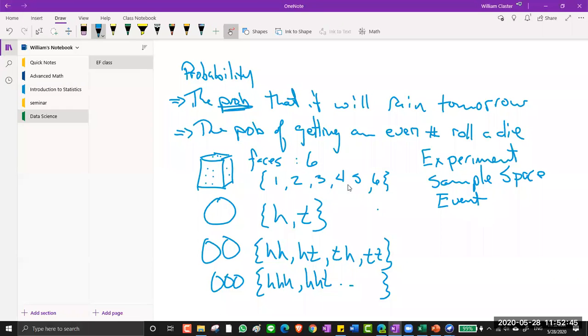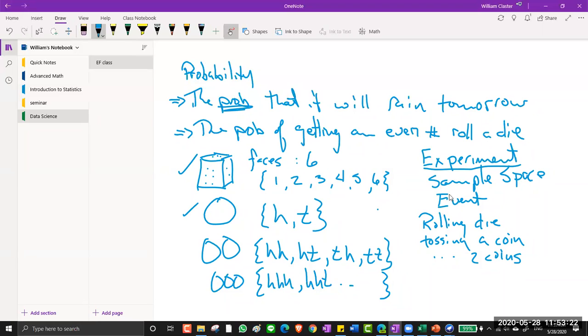So here we would say the experiment is rolling the die. And here, the experiment is tossing a coin. And here, the experiment would be tossing 2 coins, right? And here it would be tossing 3 coins. So what do we mean by this word experiment? That's the action that you perform where the outcome is not certain.